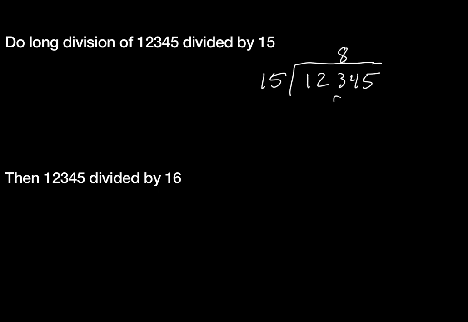8 times 5 is 40. Carry the 4. 8 times 1 is 8, plus 4 is 12. There we go. Now we're going to subtract, and I'll have a remainder of 3. This 4 comes down.